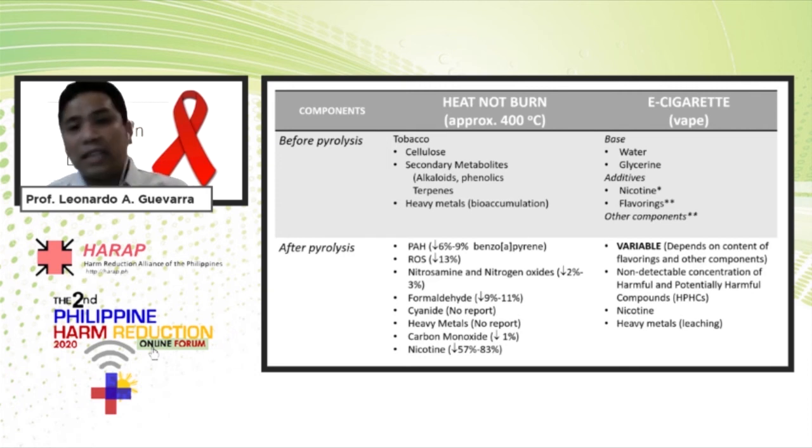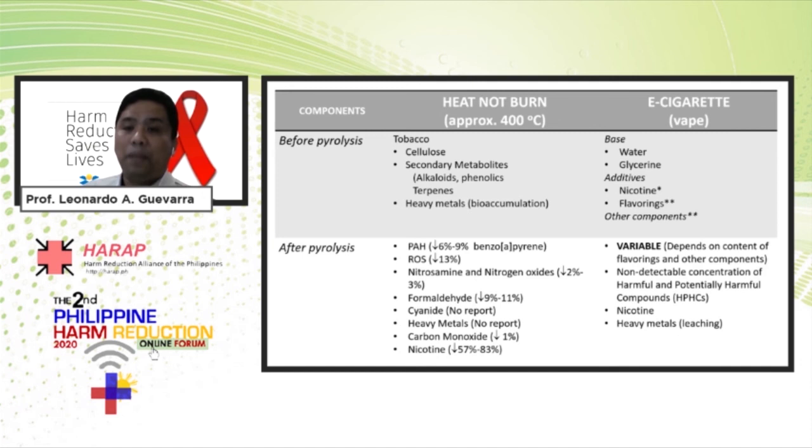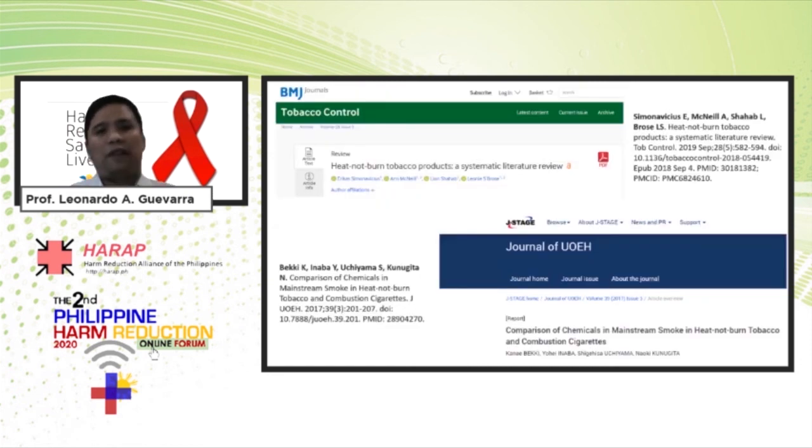While for the e-cigarette, the problem is that it has a variable composition. But the advantage of the e-cigarette is that there is a non-detectable concentration of harmful and potentially harmful compounds. Sometimes it has nicotine and heavy metals, which are caused by leaching. The question now is, with these components, what can we infer? Can we infer that it is safe?